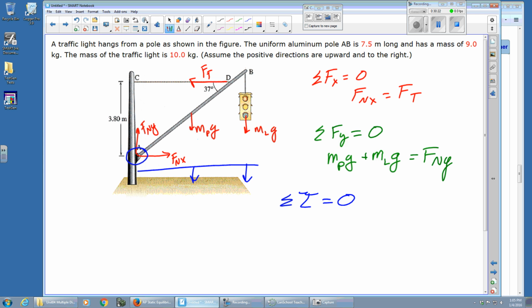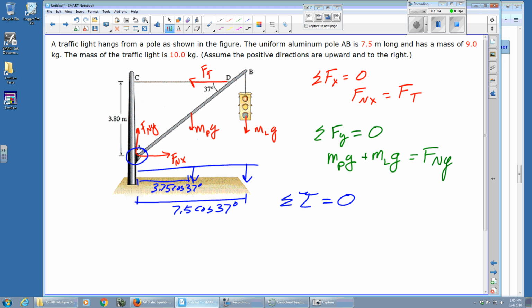And they tell me the pole is 7.5 meters long, right? So that means this whole distance here would be 7.5 cosine 37 degrees. And this shorter distance here would be 3.75 cosine 37 degrees. Since it's half, I'm assuming it's uniform, so therefore its center of mass, center of gravity, is in the center of it.